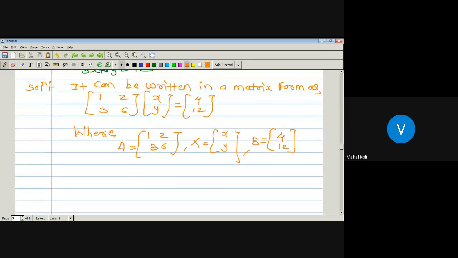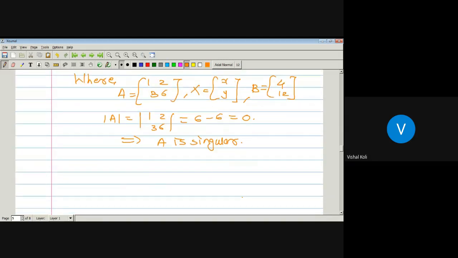Okay, so now from this, determinant of A is equal to this one, 1, 2, 3, and 6, which is equal to 6 minus 6, which is equal to 0, which implies A is singular. Again we have to use the second method. Either it has no solution, or it has an infinite number of solutions, and for that we have to find out adjoint of A into B.